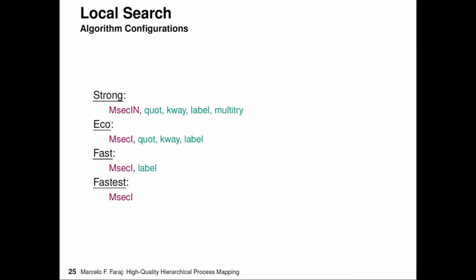And here in this slide, we show the local searches included in each version of our algorithm alongside their relative execution orders. Observe that the strong version uses the 4 local searches, the eco version uses all local searches but 1, the fast version uses simply label propagation, and the fastest version uses no local search at all.